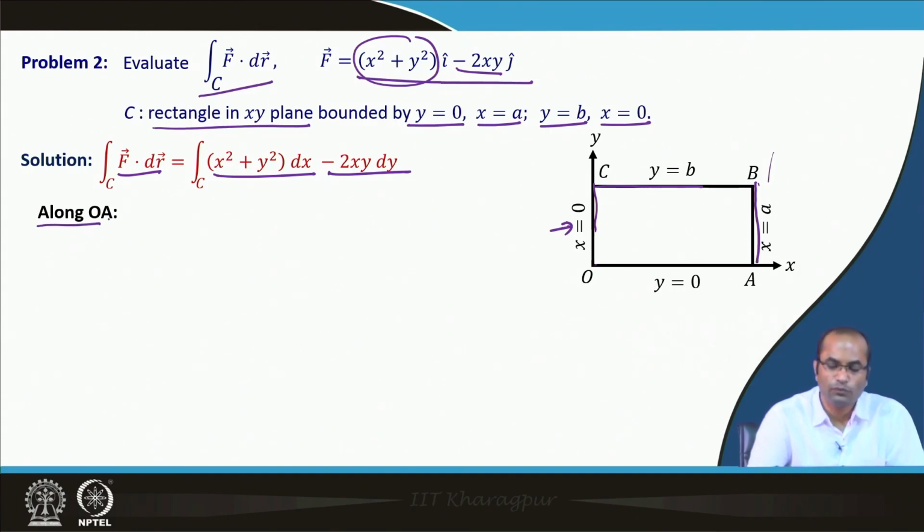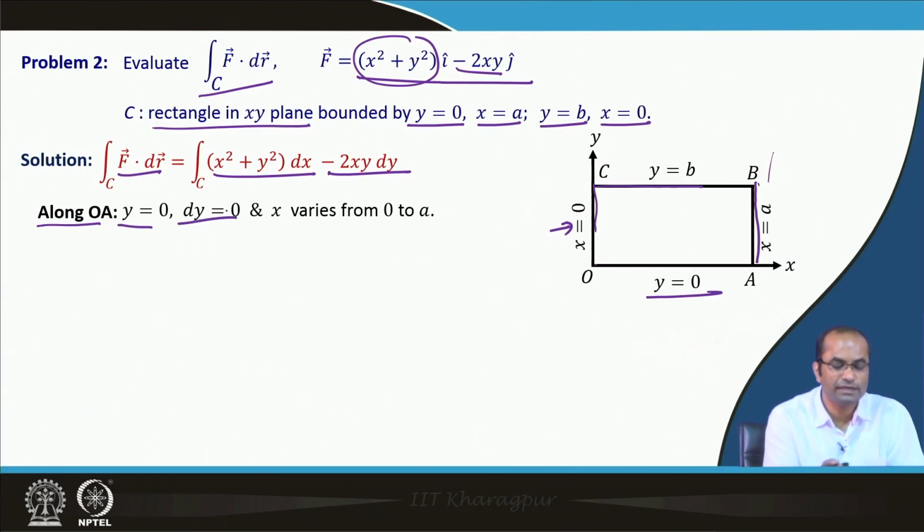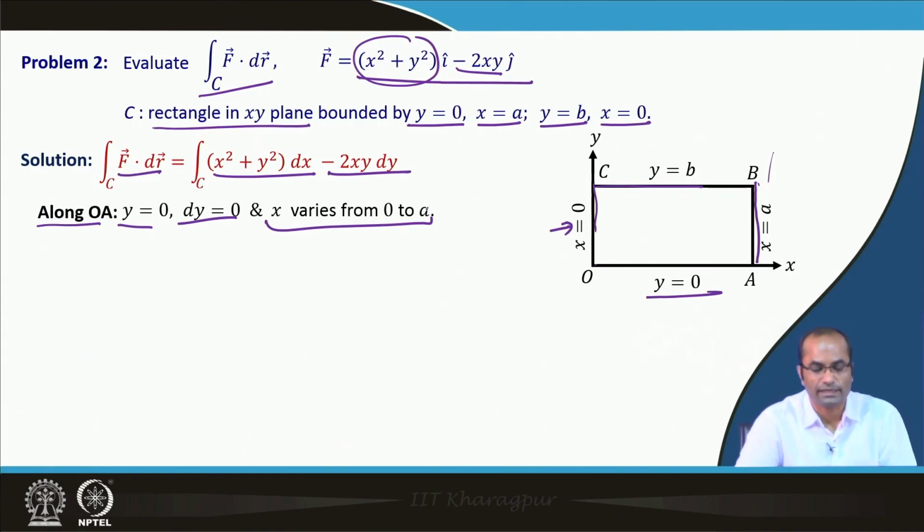So, there are 4 parts of the boundary. The first we will consider along OA. So, what is special along OA? The y is 0, that is given there. So, y is 0, meaning dy is 0 and x varies from 0 to a. So, this is the information available along this OA axis.